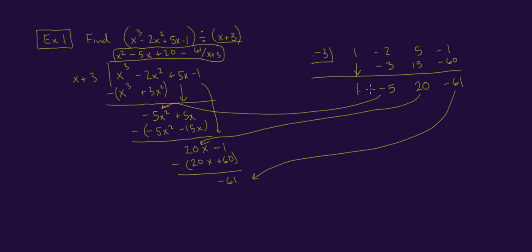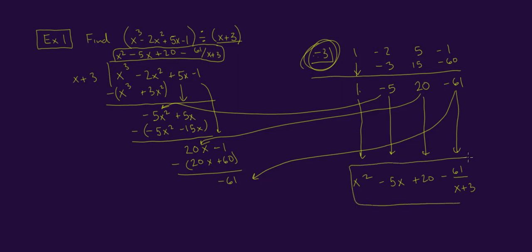And so when we complete the problem, we're taking this coefficient and saying that's an x squared, taking this number and saying that's minus 5x, taking this number, saying we're getting a plus 20, and then in the last place we have our remainder, which is 61 divided by x plus 3. And you can notice we're getting the exact same answer, but one of them is subtraction when you do it with the standard division algorithm, addition when we do it with synthetic division.